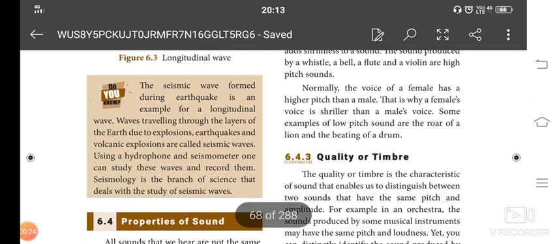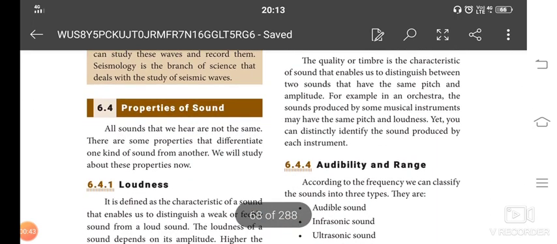Next we have the seismic waves. The seismic waves are produced during an earthquake and a volcanic explosion. We cannot hear them, but in the seismology department they can know, using the instrument used to measure these waves, the seismometer. What are the properties of sound?